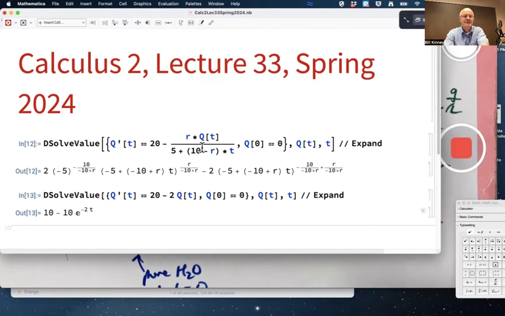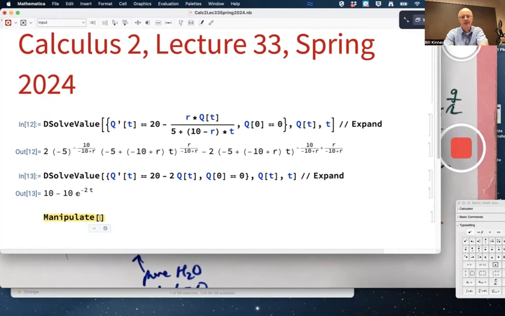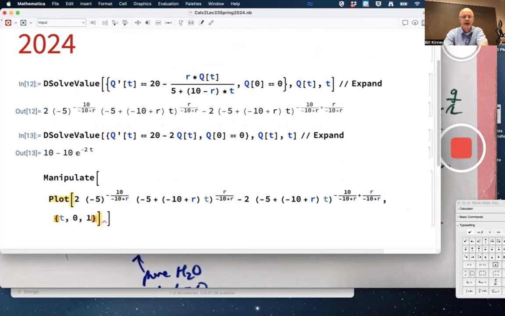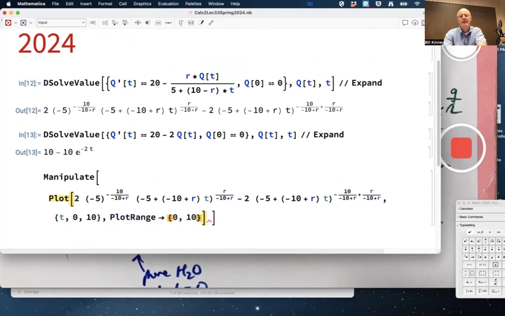But let's try to understand what's going on now by plotting the more general case. I'll just copy and paste. Oh, I love copy and paste. Copy and paste that whole thing in there, as a function of t, say t goes from 0 to, I don't know, 10 or something. Make a vertical plot range that's fixed, I think would be best. I don't know, 0 to 10. The Q, the output, is the grams of salt.